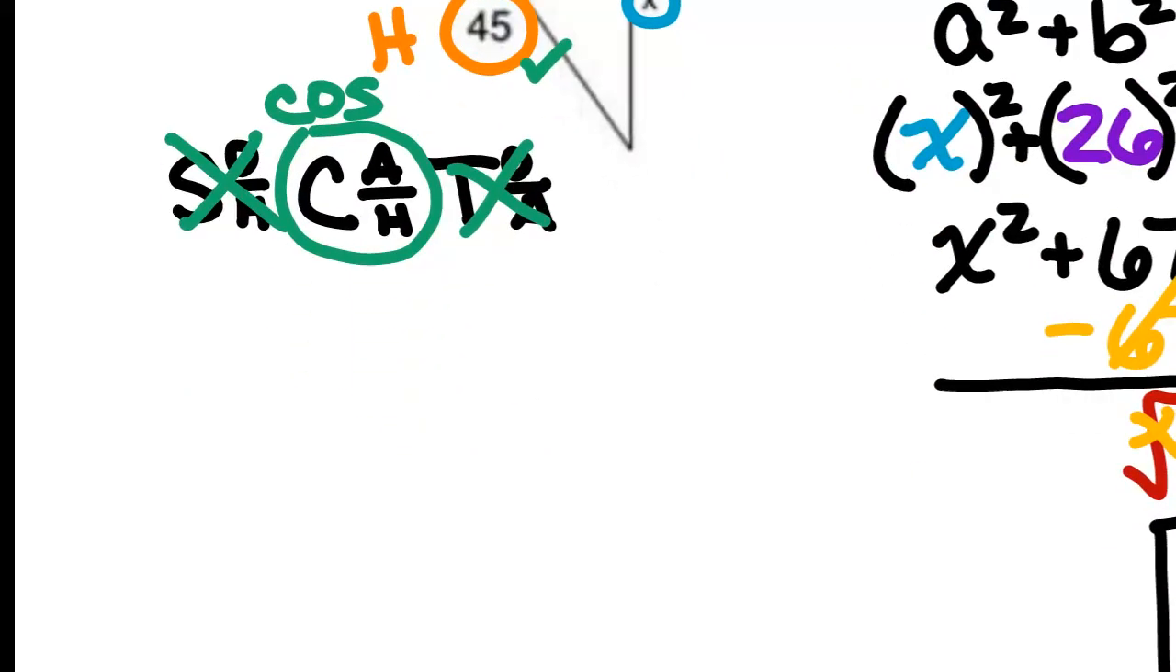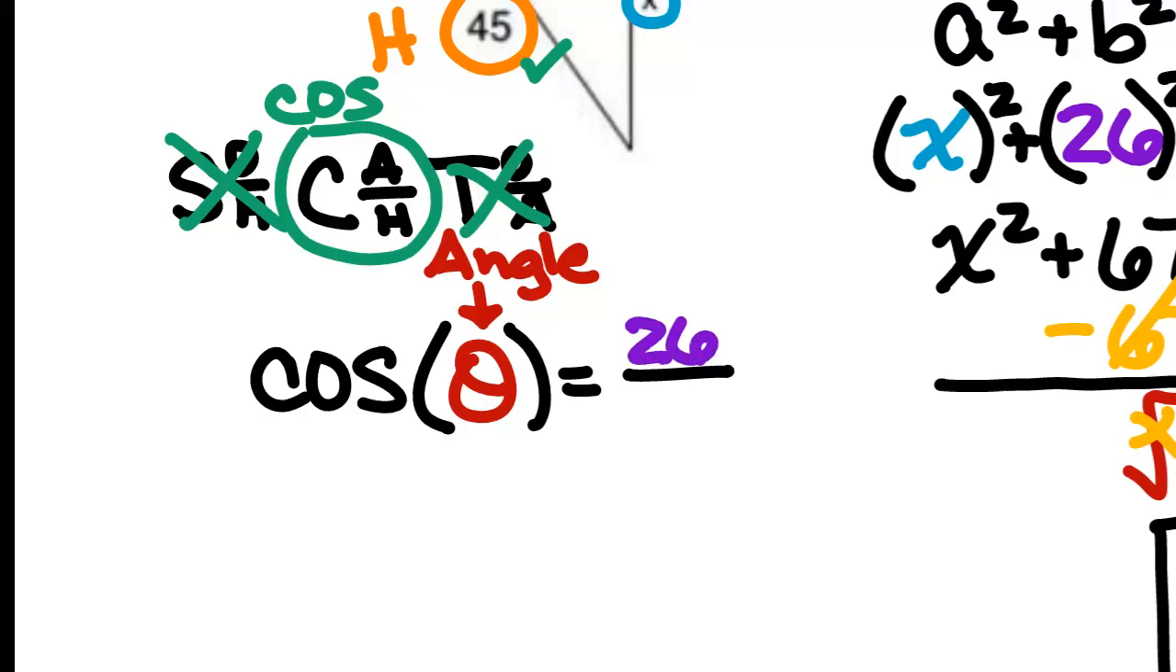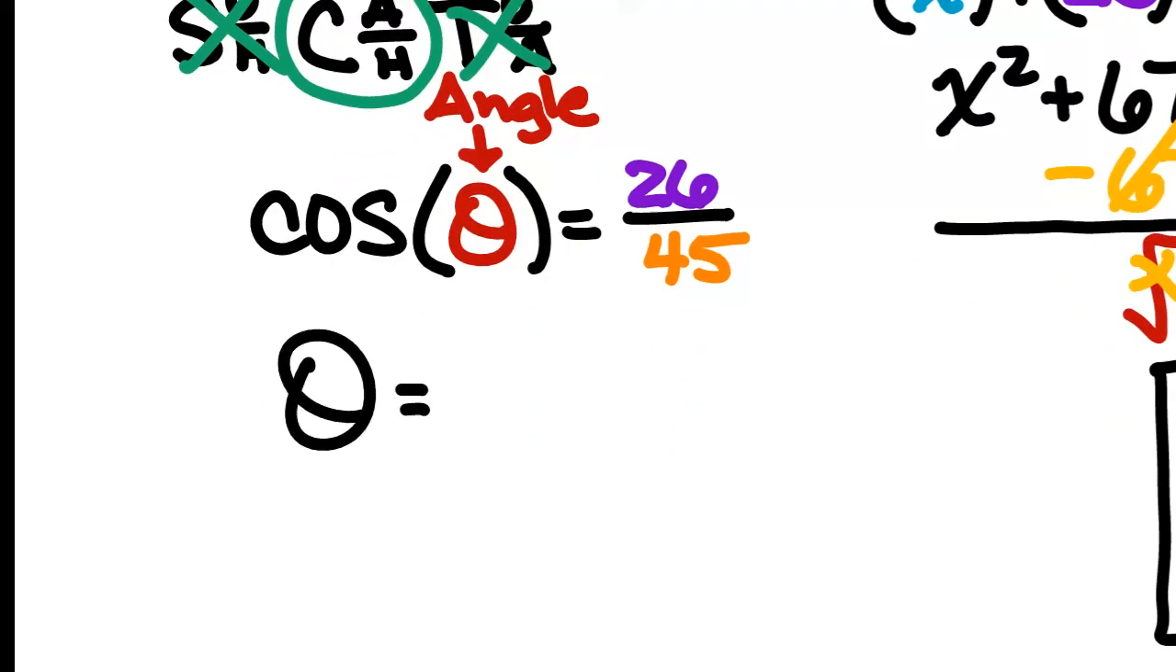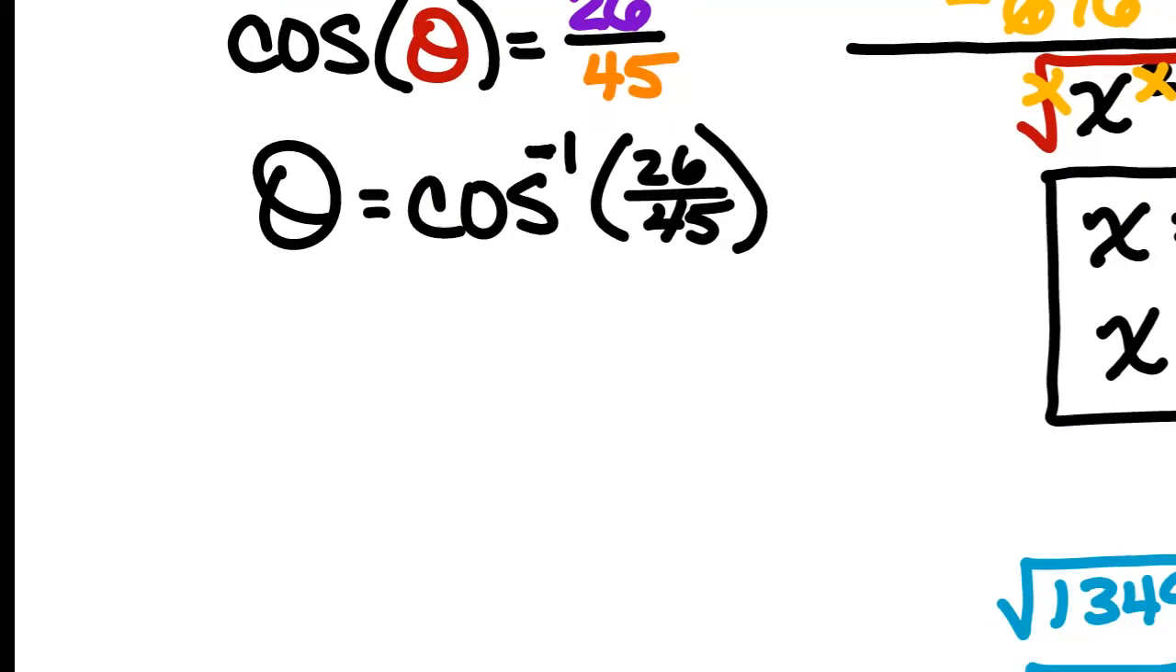So cosine of my angle, what's my angle? We don't have it, so we use the theta to represent that angle. Cosine of theta is equal to adjacent over hypotenuse. How big is that adjacent side? 26 over the hypotenuse, 45. How do I get theta by itself? Inverse it. So theta equals inverse cosine of 26 over 45. Pop that into your calculator and tell me what you get.